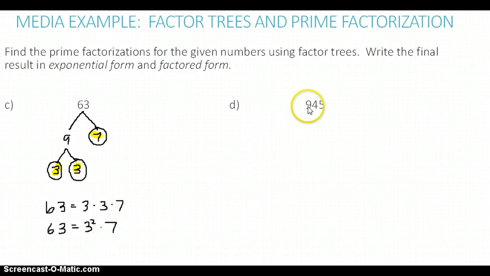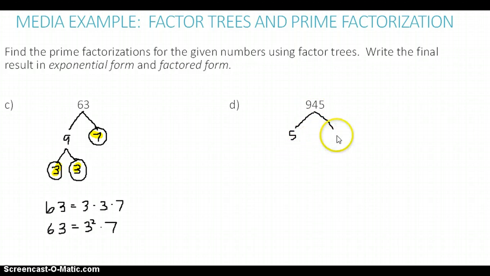Let's look at the last one. So this number is a lot bigger than the numbers we've been looking at, and that may seem a little intimidating. But don't worry, because notice, as soon as you find a factor, the numbers start becoming smaller, and it's easier to think of factors of smaller numbers because we're more familiar with them. So I'm noticing right away that this is divisible by 5 because it ends in a 5.